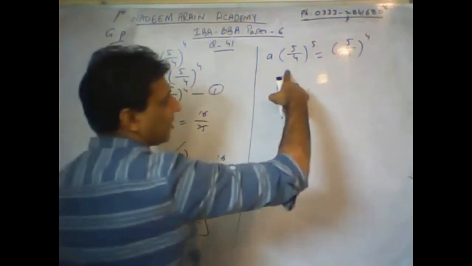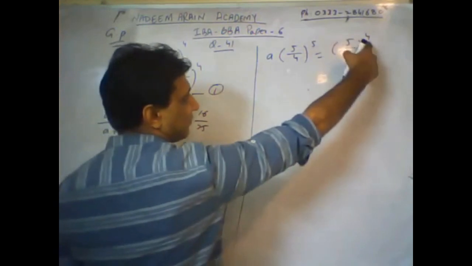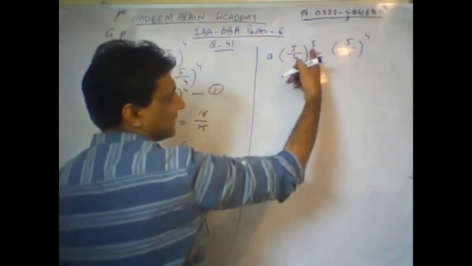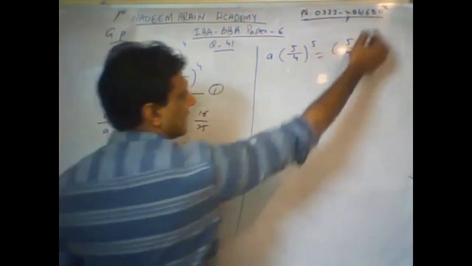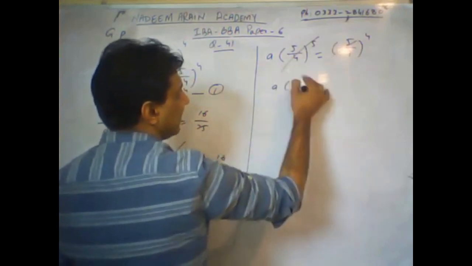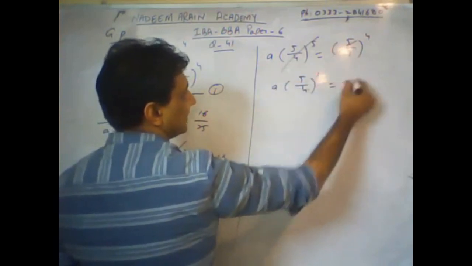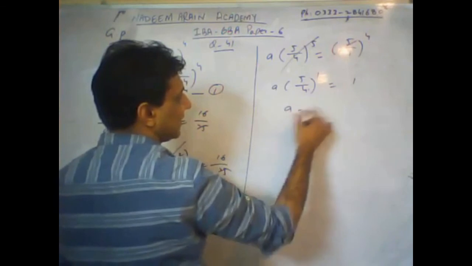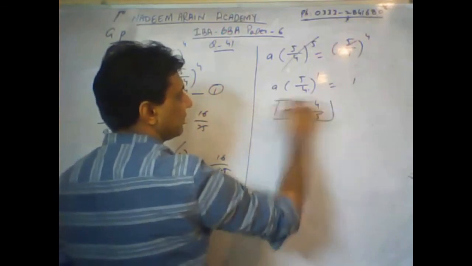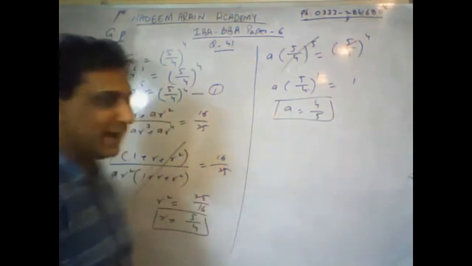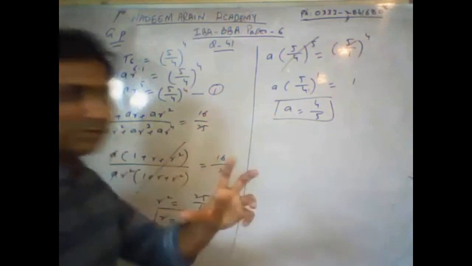So this is 5 over 4 to the power 5, and this is the power 4. Simple. Cancel this out. This will be a times 5 over 4 to the power 1 is equal to 1. So bring it there, that will be a equal to 4 over 5. So we have got both the values, a and r. Now we need to find the sum of the first three terms.